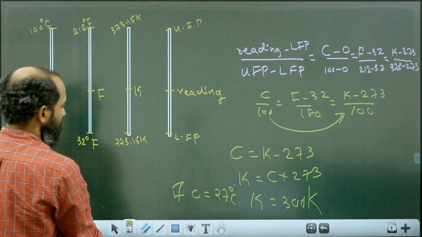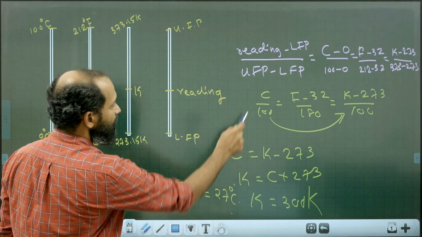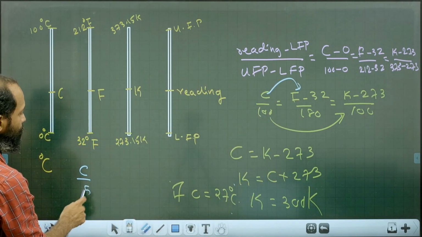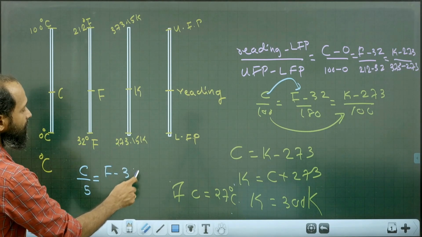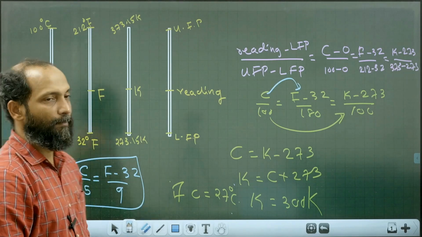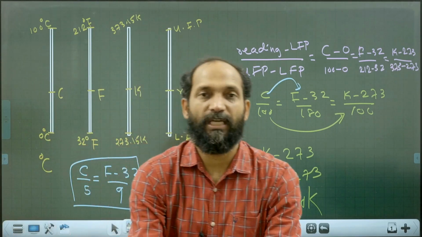Similar comparison can be made using Celsius and Fahrenheit. You can write it as C by 5 is equal to F minus 32 by 9. This also is very important. So, comparison of thermometric scales.